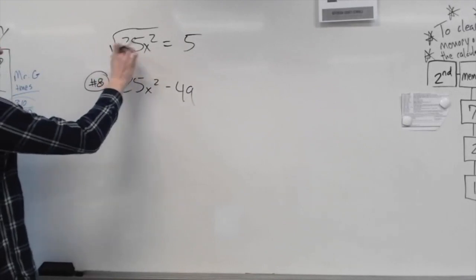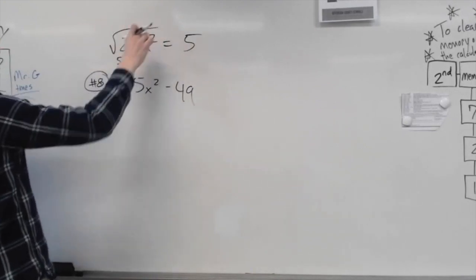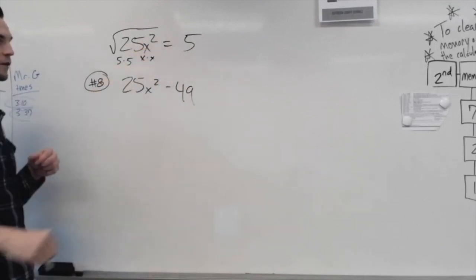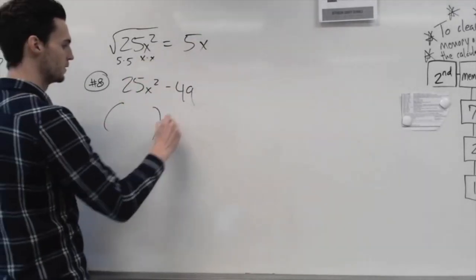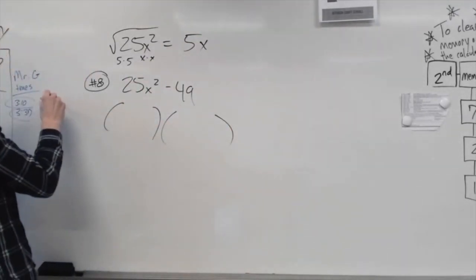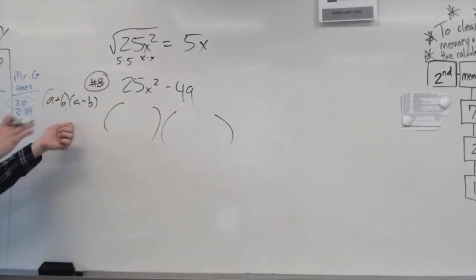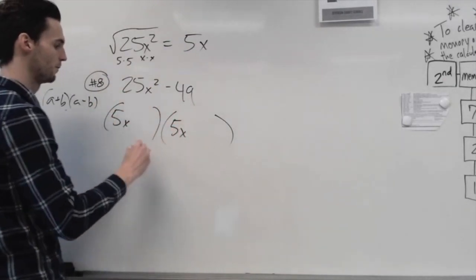And then taking the square root of x squared, if we take the square root of something squared, it's just itself, because x times x gives us that x squared. So that's why we write 5x. That's our a. Remember, we have a plus b, a minus b. And 5x is our a, so that's what I'm doing here every time.